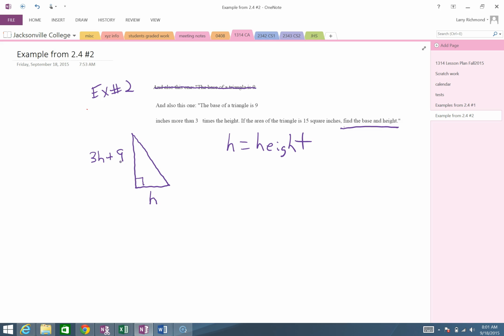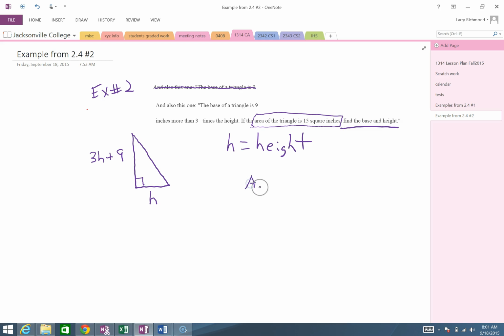Alright, let's look and see if we have it like we want it. The base is 9 more than 3 times the height: 9 more than 3h. And the height would just be labeled h. It says the area of the triangle is 15 square inches. You might have a problem on yours that deals with a rectangle, but it'll be the same principle.